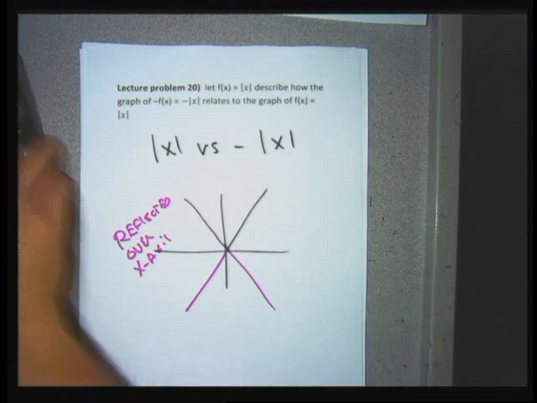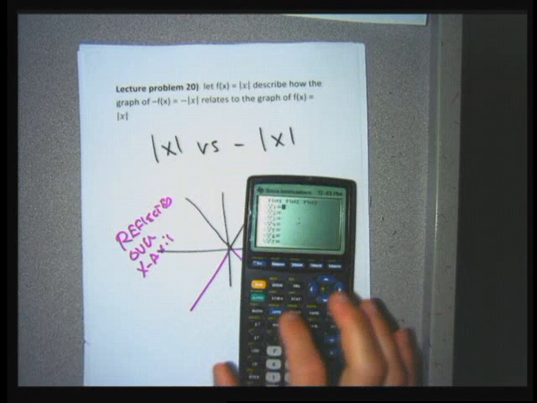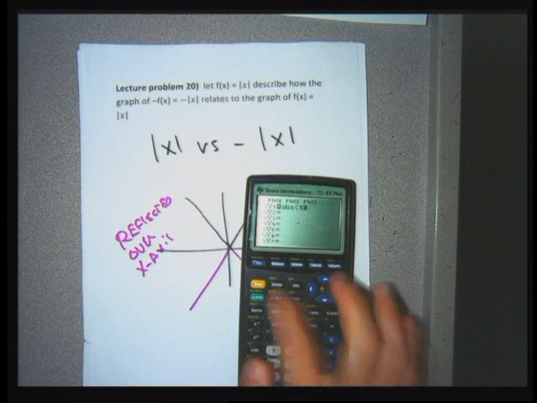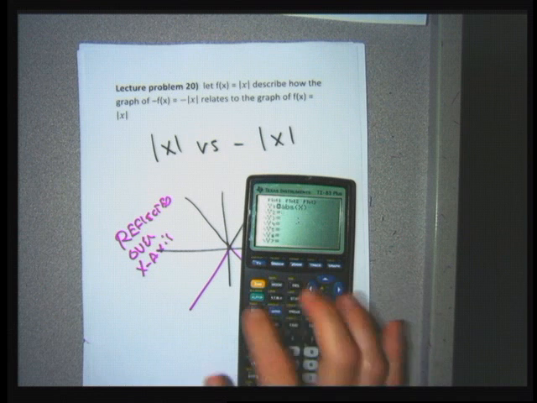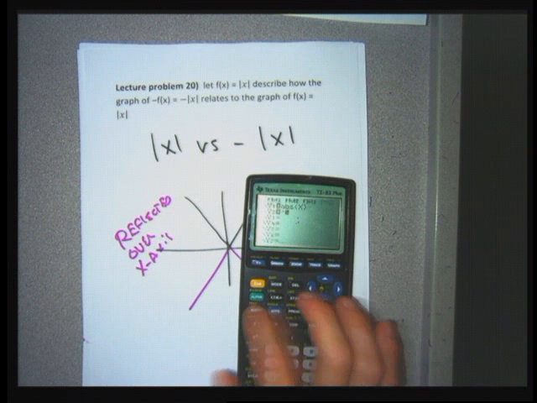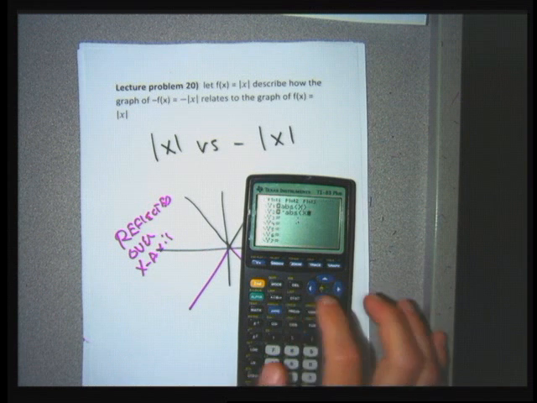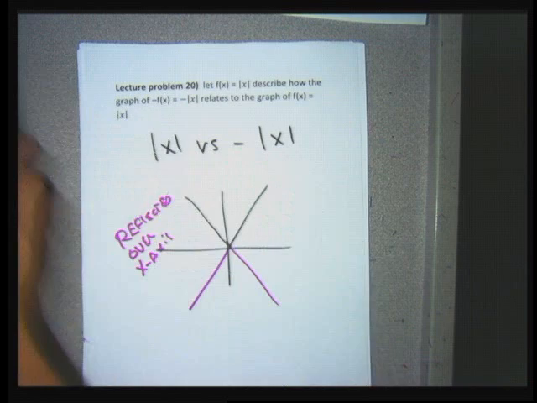If I do them both on the calculator, y1 is math, number, absolute value of x, and I get that nice V with its vertex at the origin. Then for y2, I put in the negative, in the bottom row of the calculator, then math, number, absolute value of x, and hit graph. I get exactly a mirrored copy flipped over the x-axis. So throwing a negative in front of a function flips it over the x-axis.